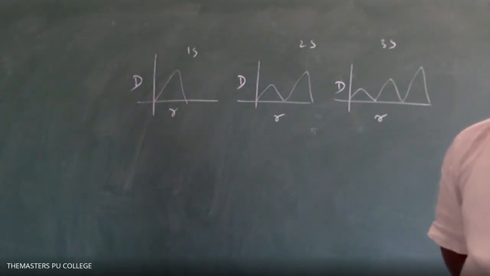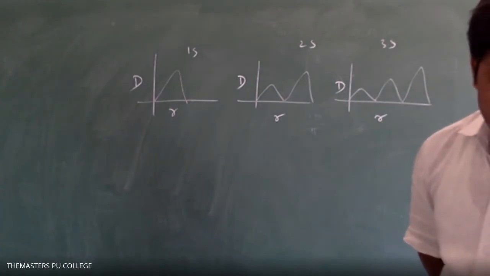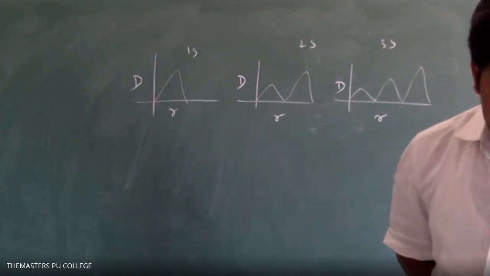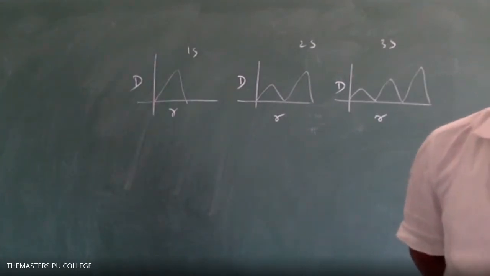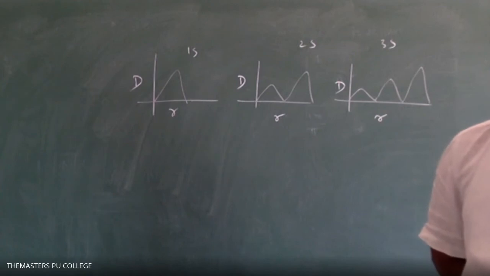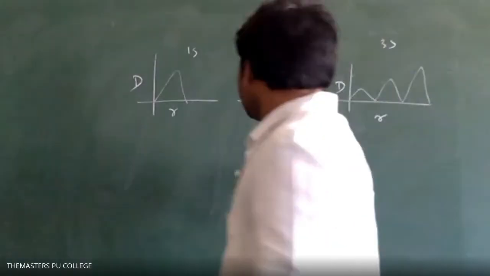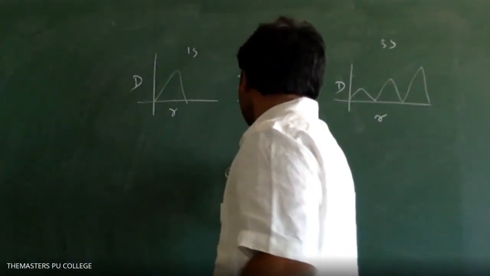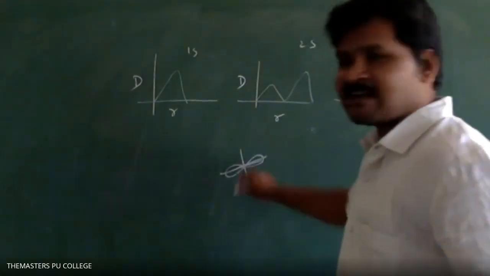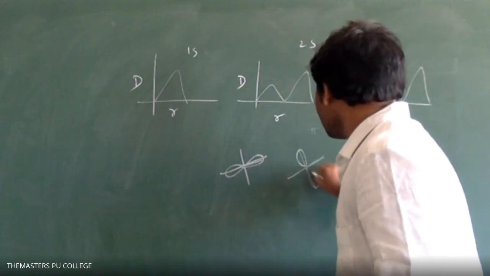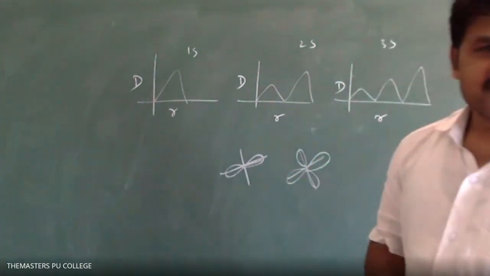Next, which of the following atomic orbitals is not directed along the axis? DXY is the answer. The PX orbital: this is the axis, and the lobes are along the axis. Next, dx square y square: this is the dx square y square orbital.